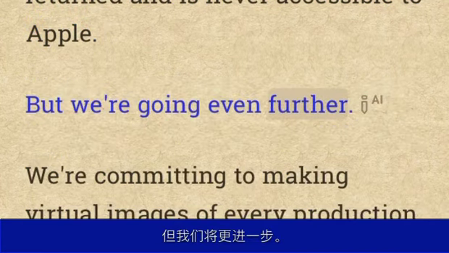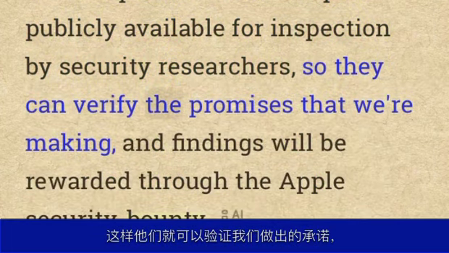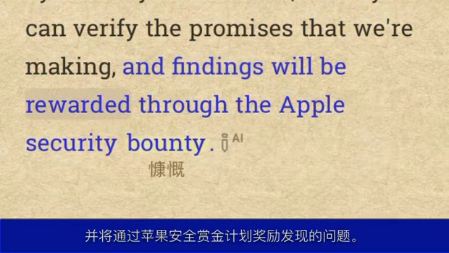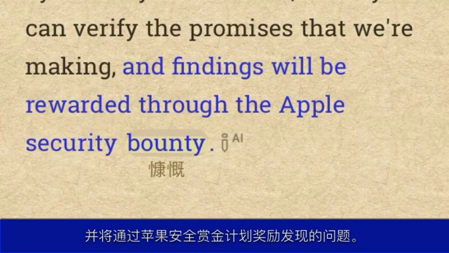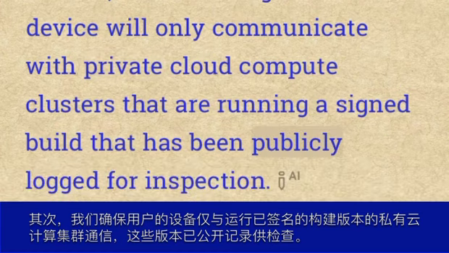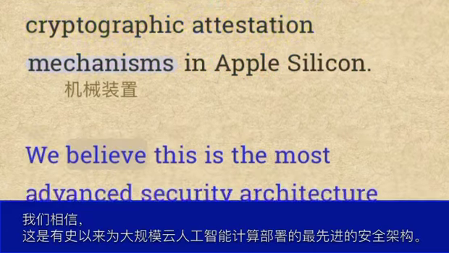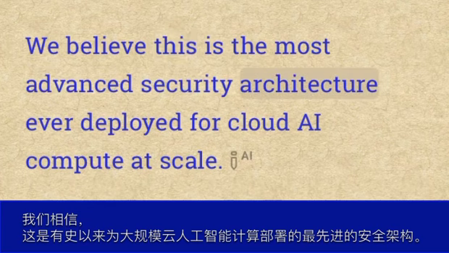But we're going even further. We're committing to making virtual images of every production build of private cloud compute publicly available for inspection by security researchers, so they can verify the promises that we're making, and findings will be rewarded through the Apple security bounty. Second, we're making sure a user's device will only communicate with private cloud compute clusters that are running a signed build that has been publicly logged for inspection. This is verified with the strong cryptographic attestation mechanisms in Apple Silicon. We believe this is the most advanced security architecture ever deployed for cloud AI compute at scale.